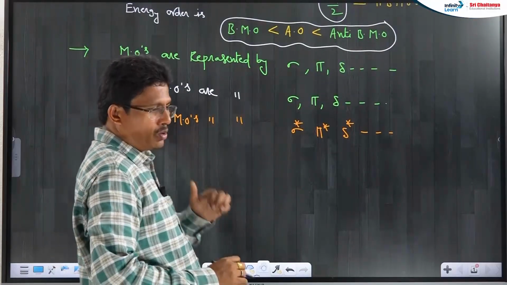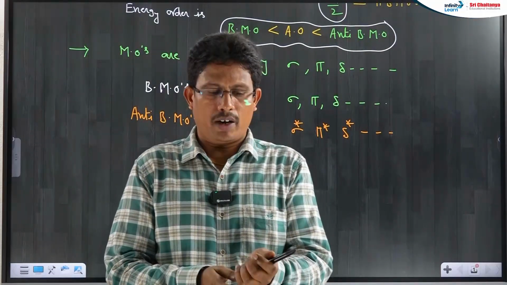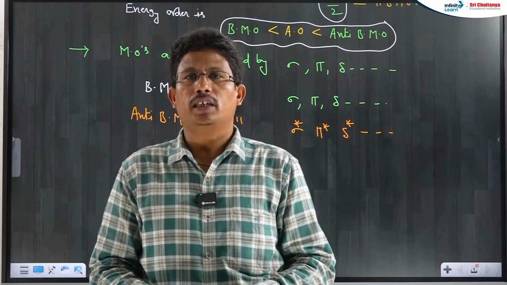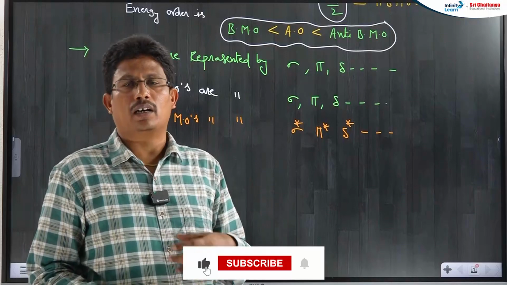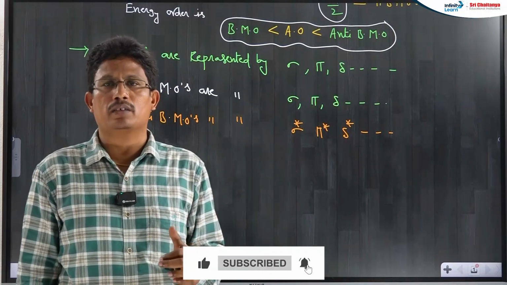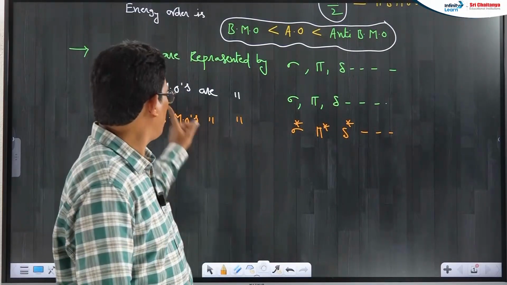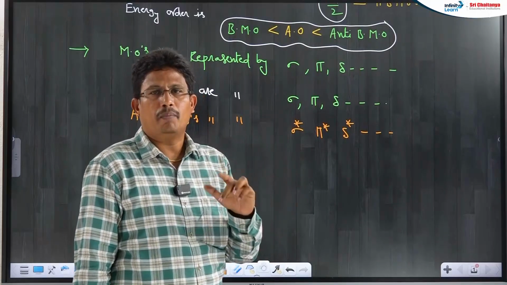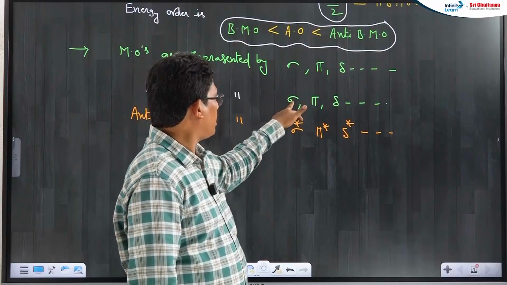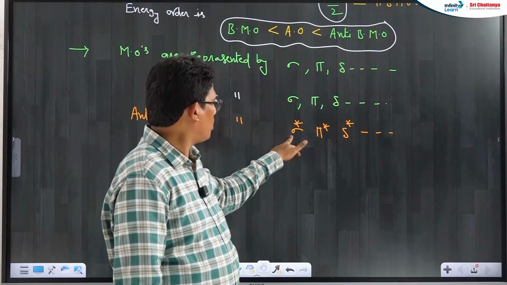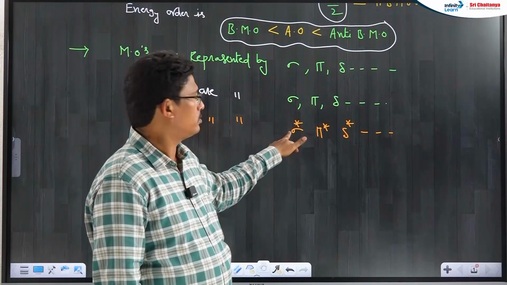Based on the above important postulates, now I am going to write the energy level order of the molecular orbitals, filling of electrons into various molecular orbitals. While filling electrons into molecular orbitals, the orbital with lowest energy is filled first. That means the bonding orbital is filled first, followed by the anti-bonding orbital.